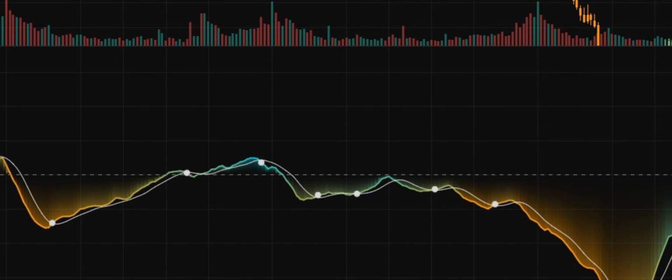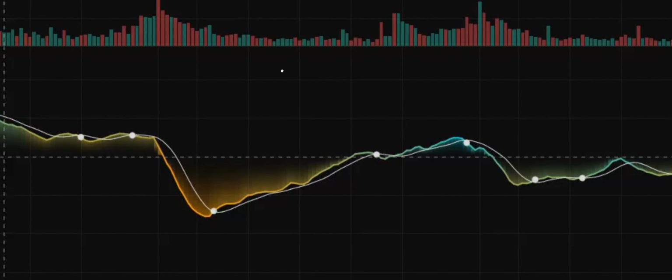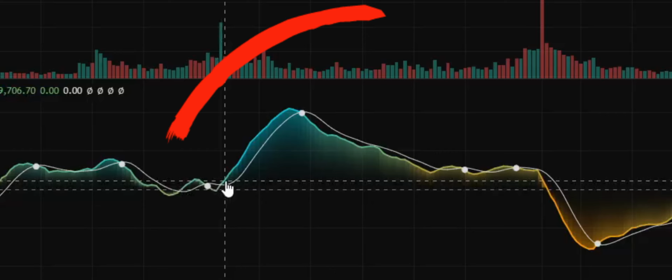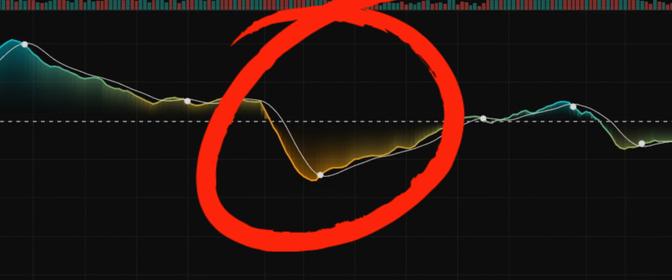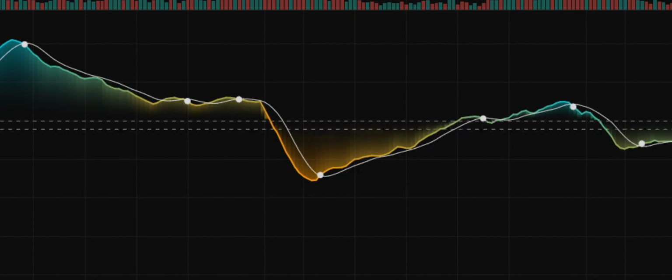In this indicator, the central dotted line is called the zero line. Whenever the market is above the zero line, the market is bullish. Whenever the market is below the central line, the market is bearish.